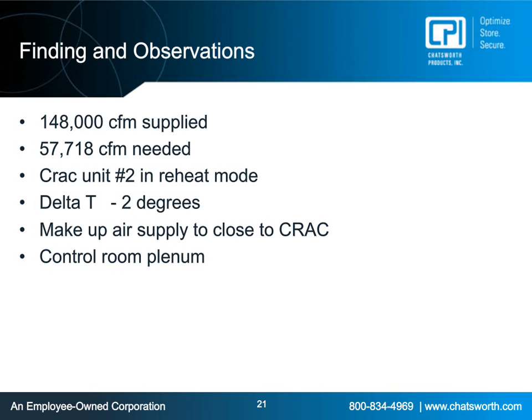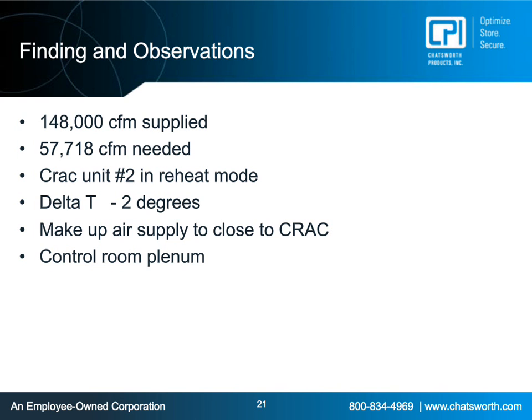I told him, turn it off right away. I said, number two CRAC unit, wasting your money already. Just turn it straight off. Their delta T was 2 degrees. We had called the company of their CRAC unit, and they said, well, our CRAC units are rated at 22 degrees delta T. So they had 20 degrees to go. They had to change that temperature 20 degrees.